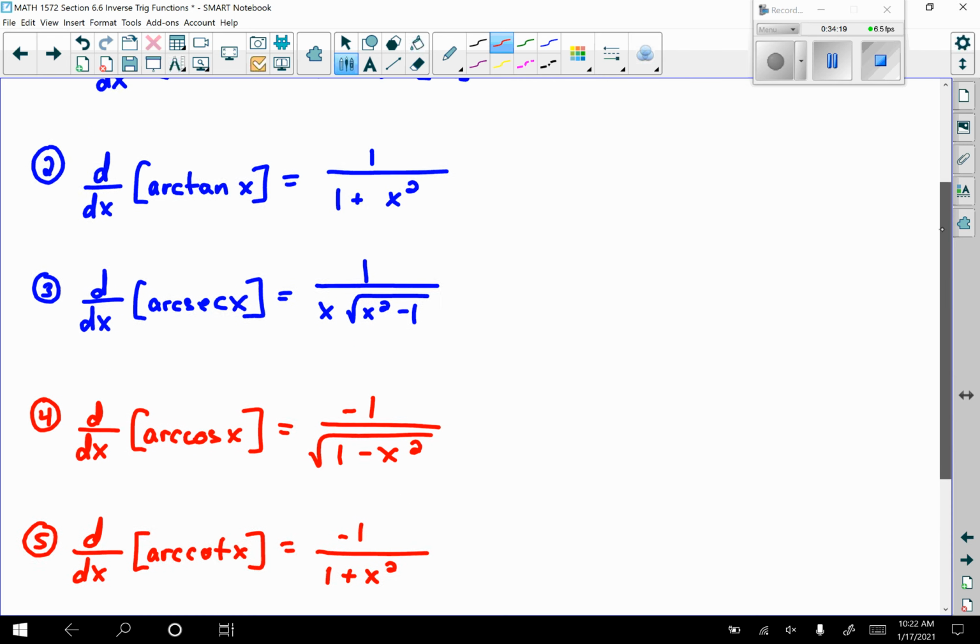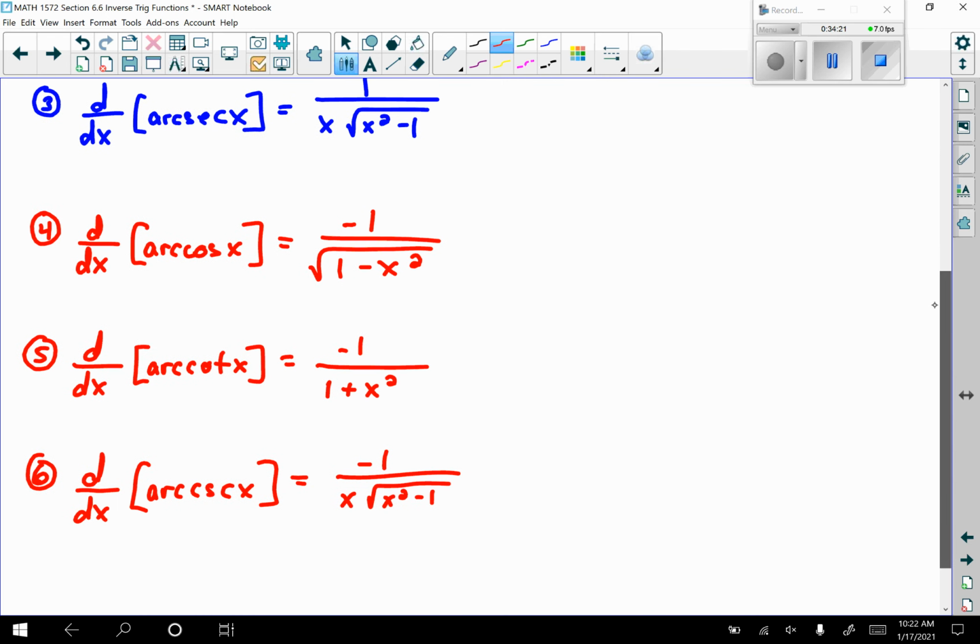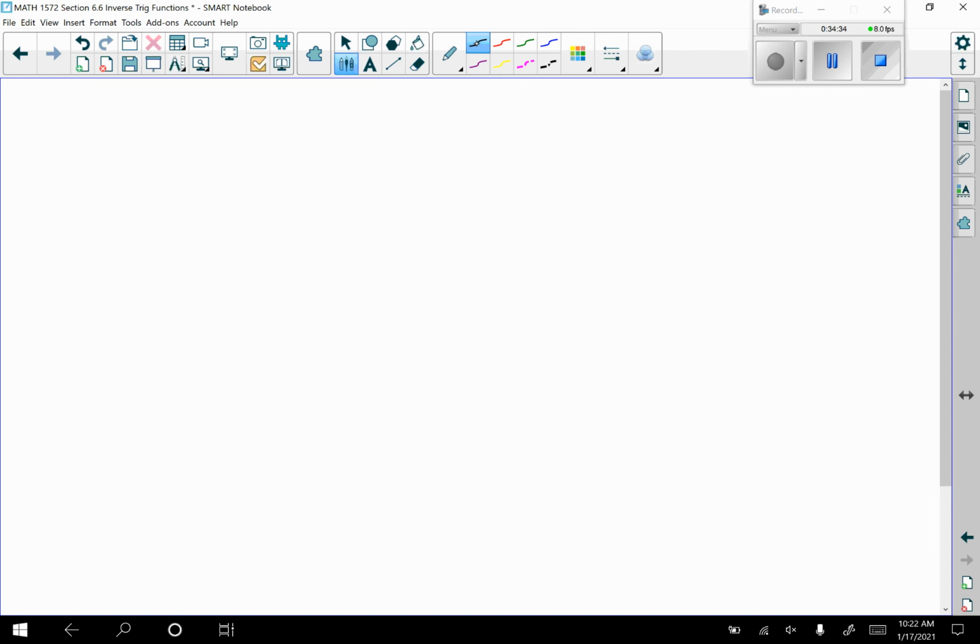So keep that list handy. Keep looking over them. So let's do some more examples. We're going to talk about some limits as well as integrals. So let's let y equal arc tan of x squared plus 1. Pause the video, go back to the list, and take a second to figure out what this derivative is going to be.